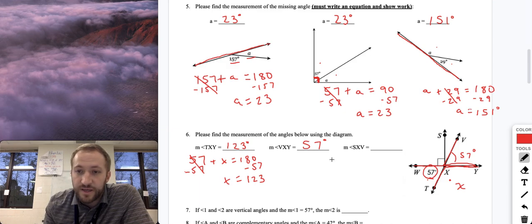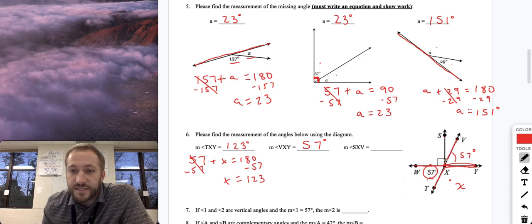So that one is SXV. Let's look and see. Here's a right angle right here. That means this over here also has to be a right angle. Meaning that this 57 that we just found has to add to this missing measurement to give us 90, because this is complementary. These are complementary angles.